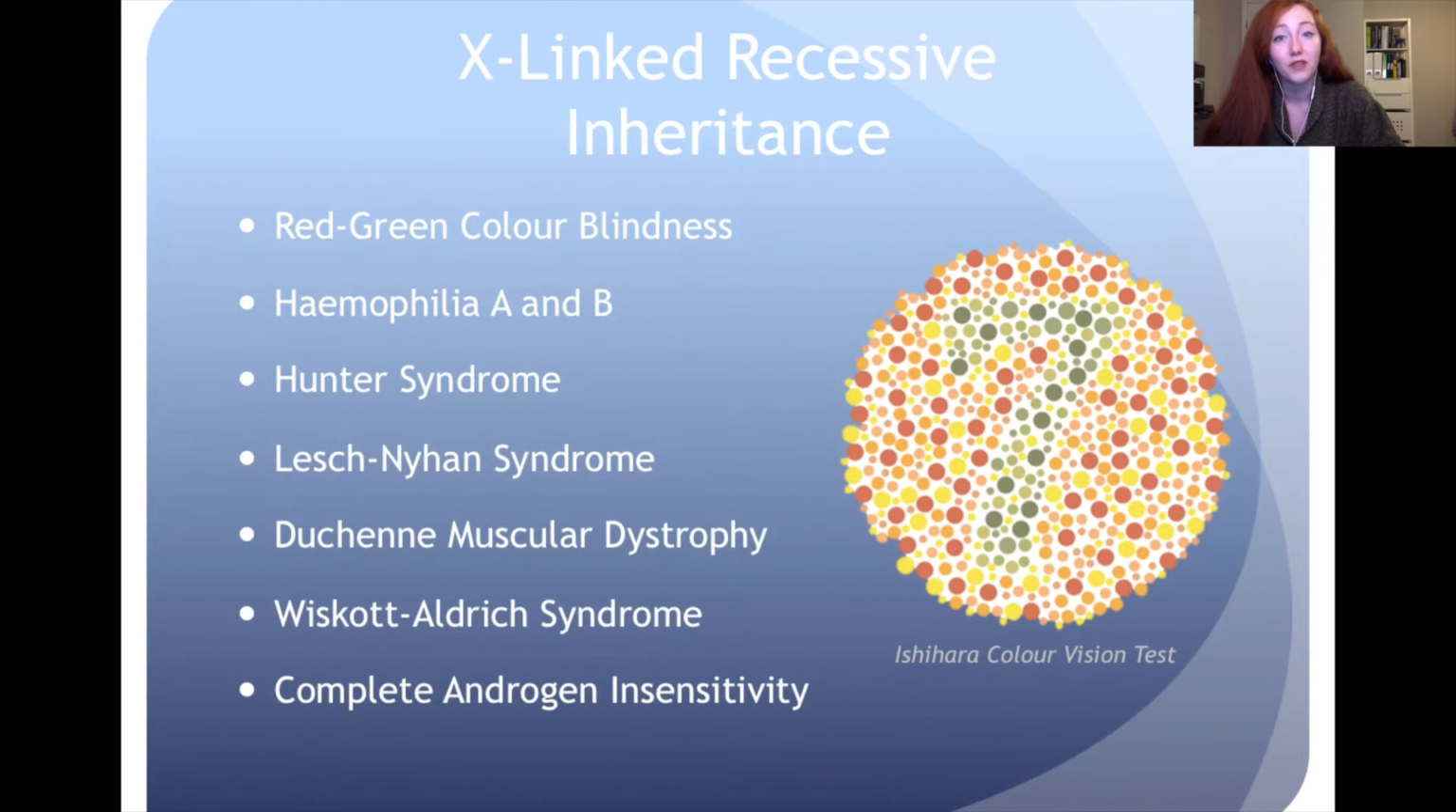in your own time. The red-green color blindness is a very common X-linked recessive disorder, and I've included one of the tests on the side here. Affected individuals with red-green color blindness will not be able to see the number in the center of this image.